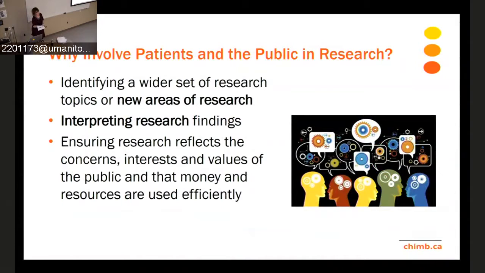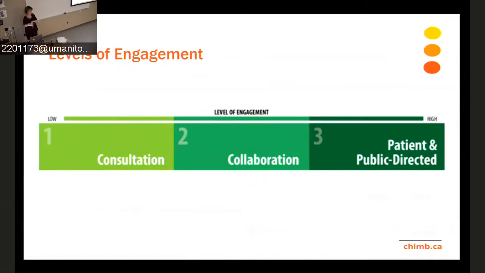Also, one of the biggest things we always find is that when you start to engage people with lived experience, researchers end up finding a huge number of new areas, new research topics that they may not have thought about before. And people with lived experience can be wonderful to engage around interpreting some of the research findings from their own perspective. And of course, ensuring that research actually reflects the concerns and the interests and the values of the public, and that money and resources are actually used efficiently.